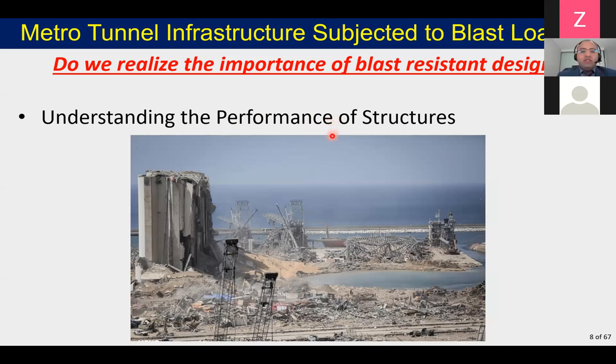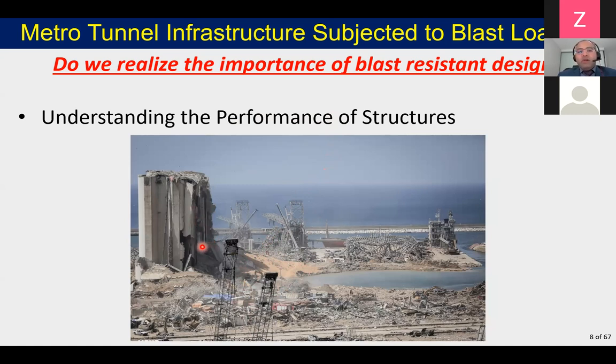So each structure is actually different and special, and what kind of loading it is subjected to is up to the designer, the person doing this modeling, in order to come up with a very good idea of the performance of the structure subjected to a certain loading condition. So this is what happened in Beirut.